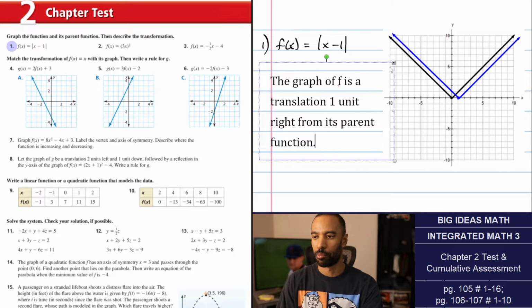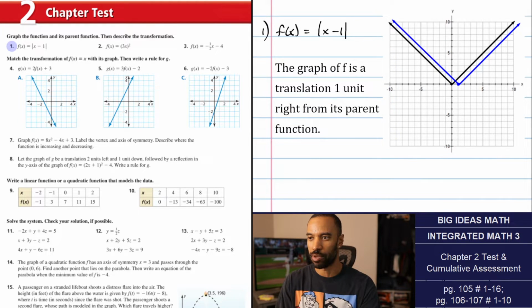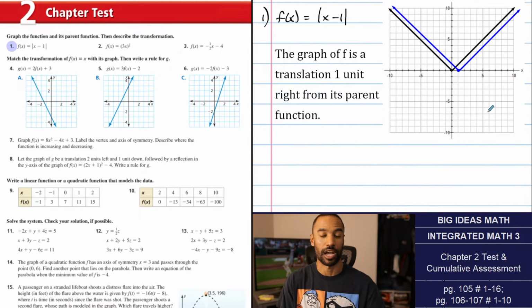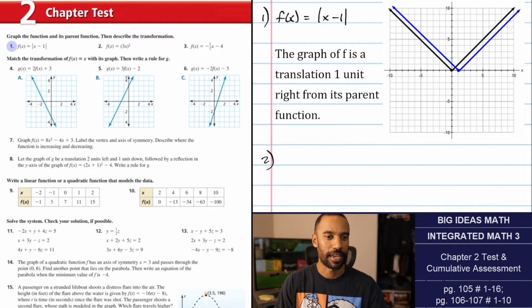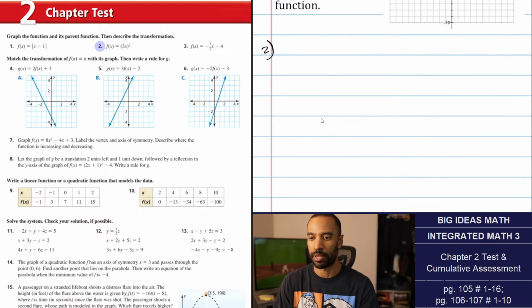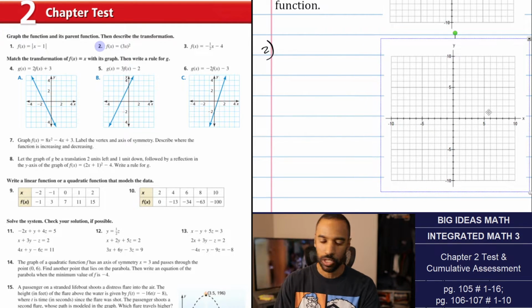Like I said, probably a little more doing, less teaching, as long as the speed of what I do is, or as long as what I talk about is equivalent to the speed of what I'm doing. So we move on to number 2, f of x equals 3x quantity squared. Now there are a couple ways that we can talk about this one. What I will begin with, however, is the parent function. Let's start with the parent function.